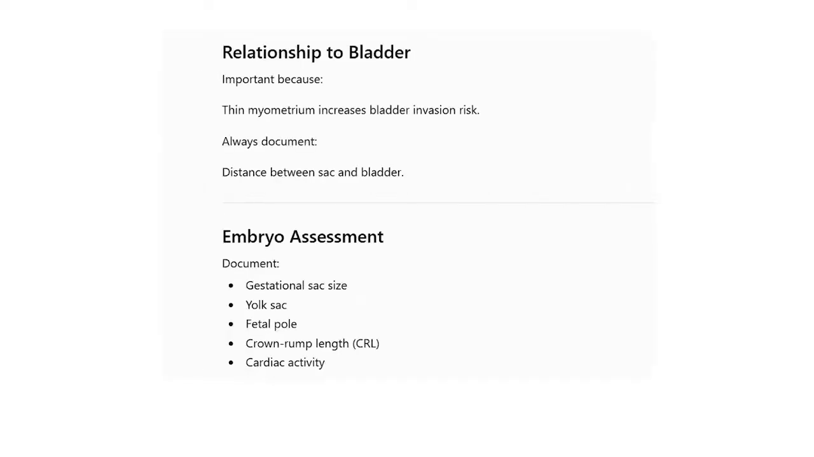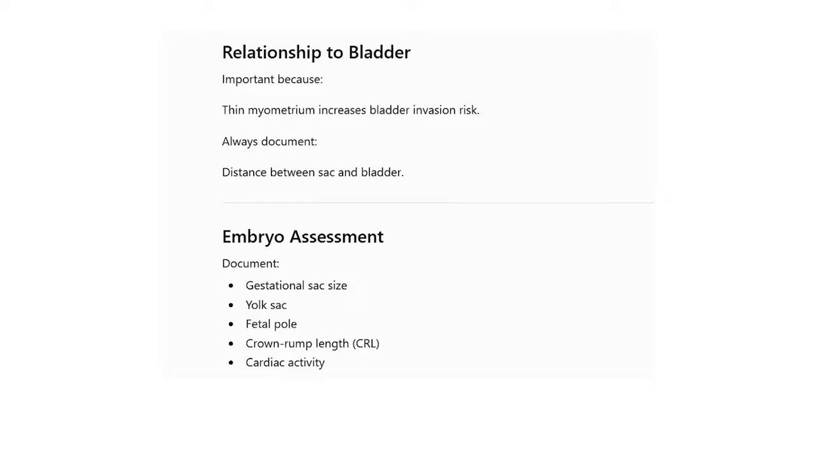So the myometrial thickness: measure between the gestational sac and the serosal surface. The normal is 5 millimeters, suspicious if it's less than 5 millimeters, and critical when it's less than 2 millimeters. The relationship to the bladder is important because the thin myometrium increases the bladder invasion risk. Always document the distance between the sac and the bladder.